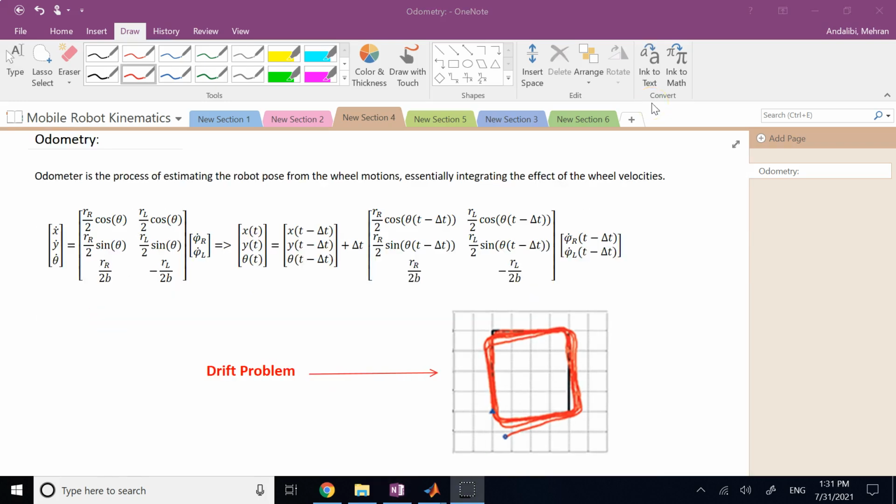So here, all you are doing really is you have these time derivative equations, and you apply a finite difference and do some approximation to get the odometry equations on the right hand side.